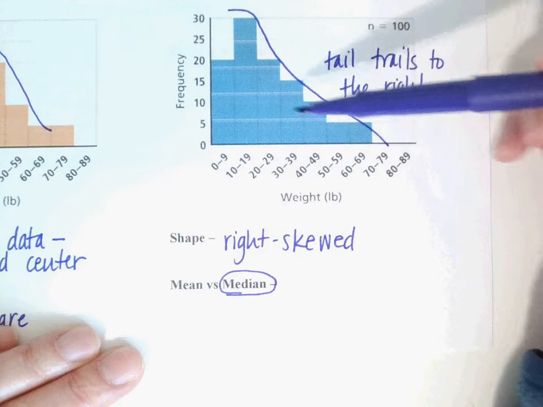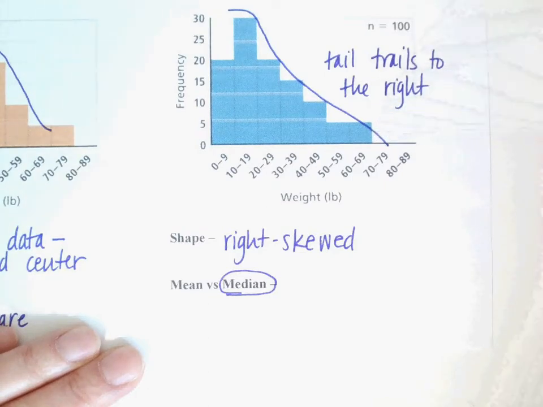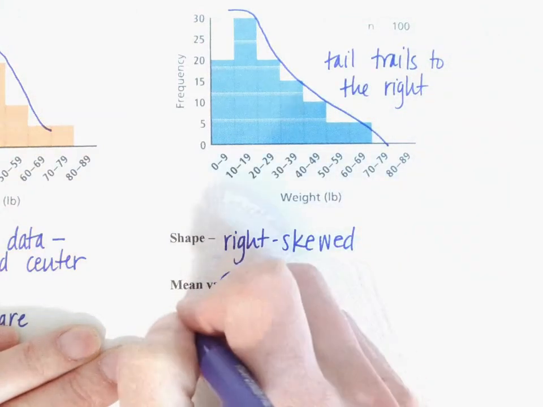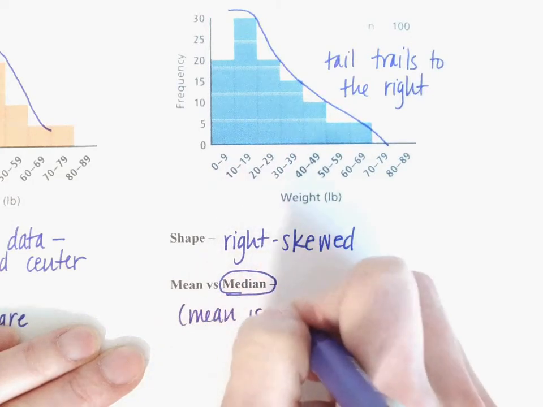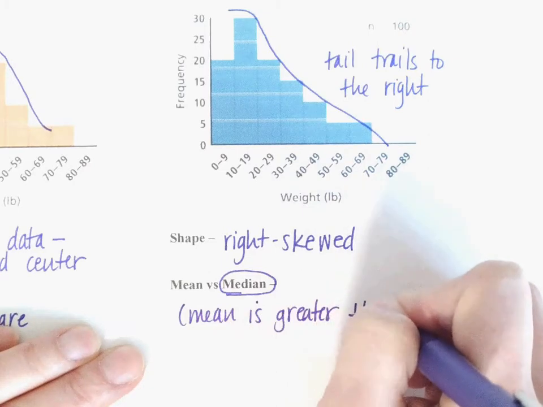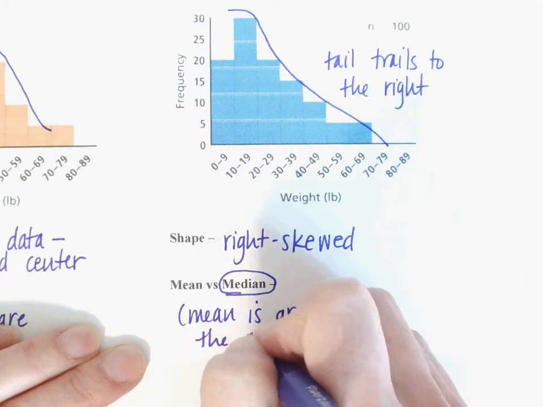But when we have some very high numbers, sometimes they're considered outliers. And when we have those outliers, it makes the mean skewed. It makes it thrown off. And so for this one, we'll just say the mean is a greater value than the median. Good, I'm not cut off this time.